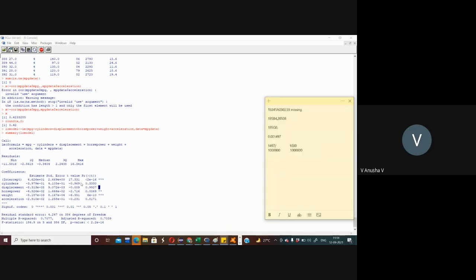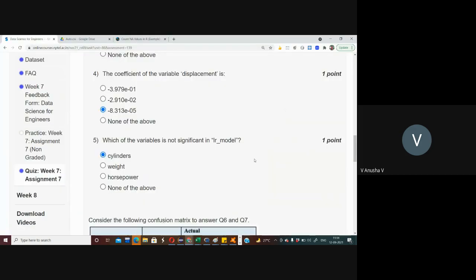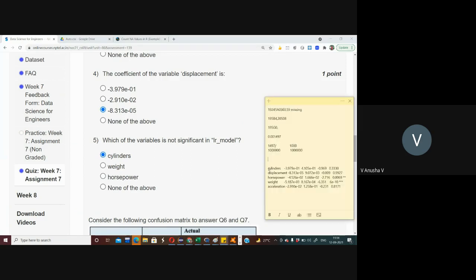So the last column will be considered as the p-values. They have given us three options here: cylinders, weight, and horsepower. So first of all, I will be considering the cylinders p-value. This is the p-value.